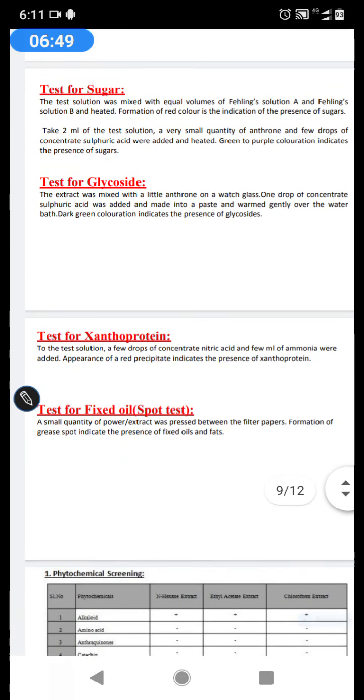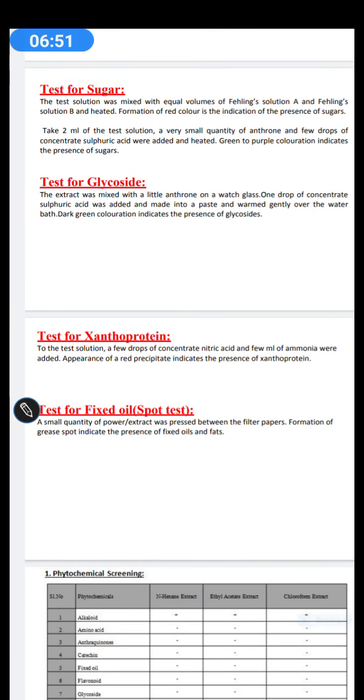Next one, the test for sugar. Take the test solution and mix it with equal volume of Fehling solution A and Fehling solution B and heat. The formation of red color indicates the presence of sugar.